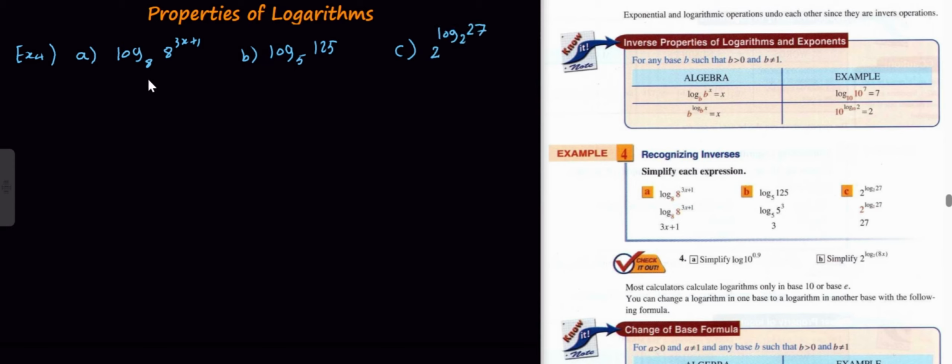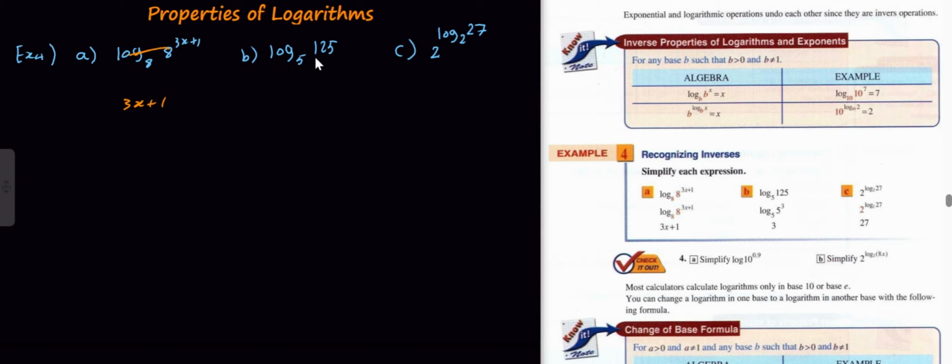To solve A, we can use the fourth property, which is the inverse property. Here we have this base is 8 and here is 8. So these two will cancel. The remaining one will be our answer. So 3x plus 1 is remaining. 3x plus 1 is the result.